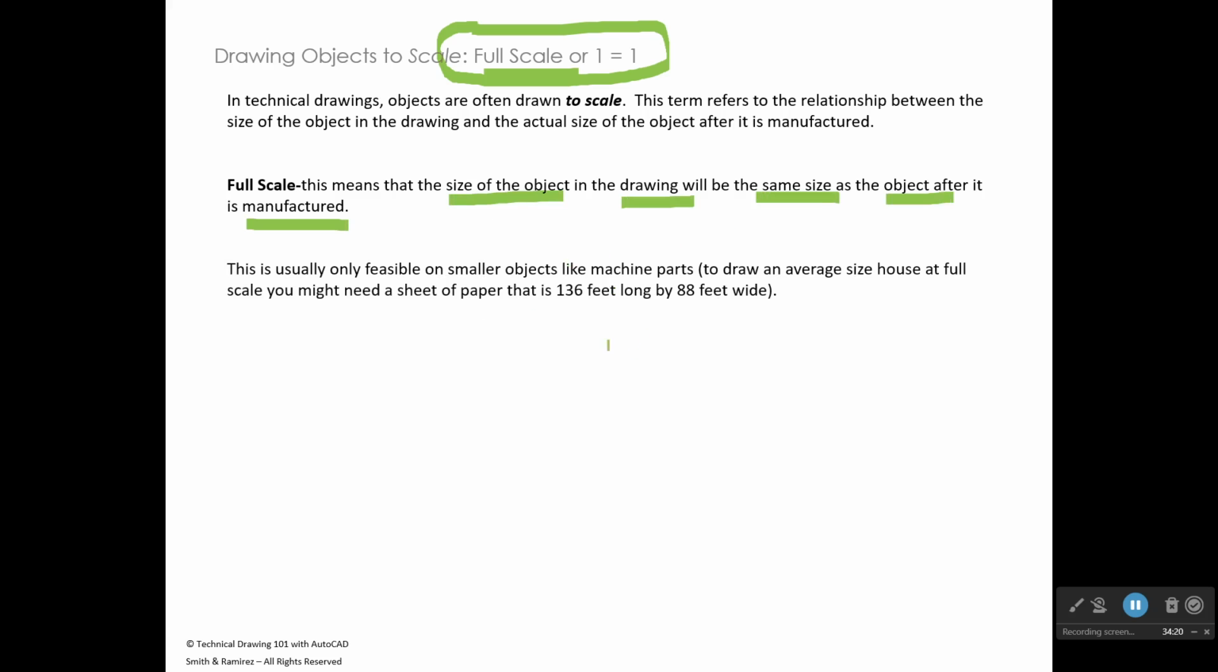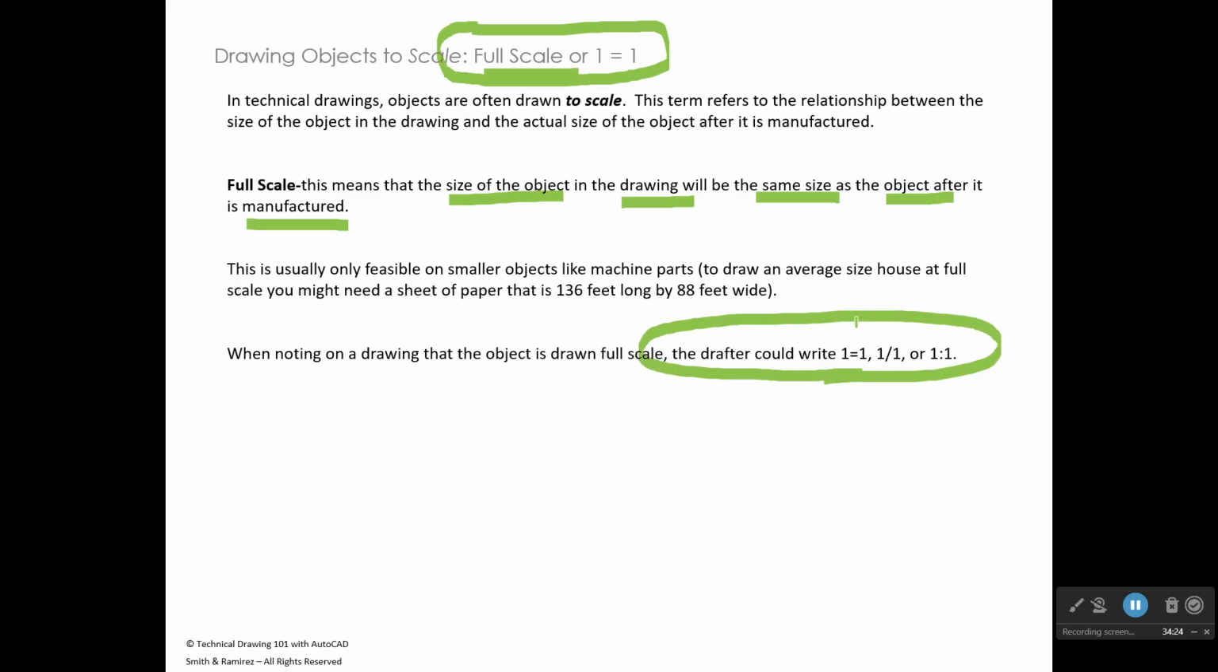So when we put this in a drawing, we write a scale on our drawing. For a full scale drawing, you would say that your scale is 1 equals 1, because 1 unit on the drawing equals 1 unit after it's manufactured. Okay, so that's what full scale is. Sometimes people write it 1/1, they'll write it 1:1, but it's really just a ratio of 1 to 1. So that's what full scale is.